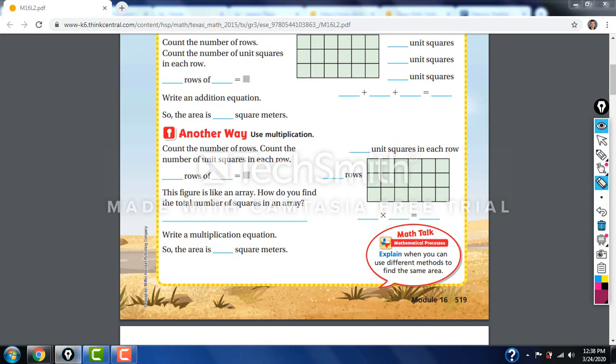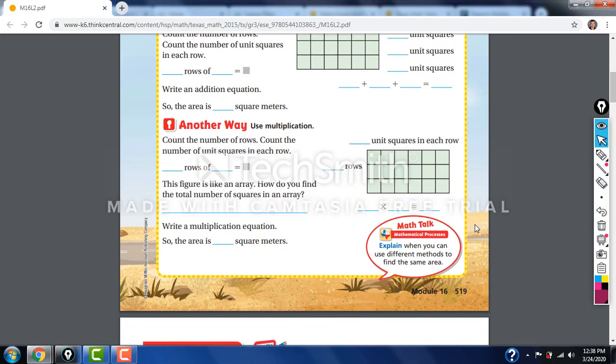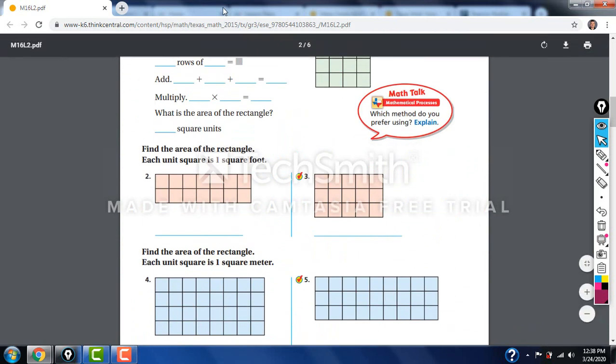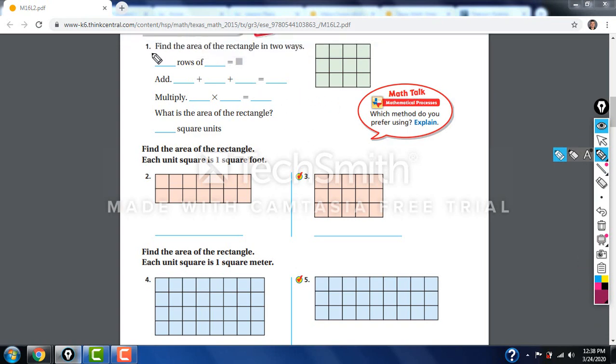Let me erase that for you. Let's go on. Let's complete this right here. So find the area of your array. Find the area of the rectangle in two ways. So how many rows? 1, 2, 3. How many in each row? 1, 2, 3, 4. And what's your answer? 12.